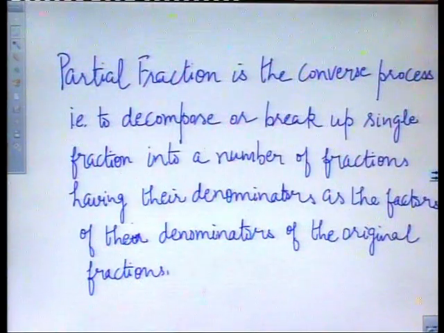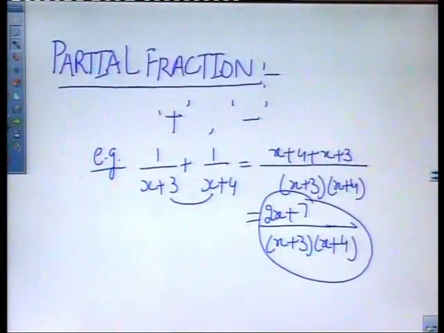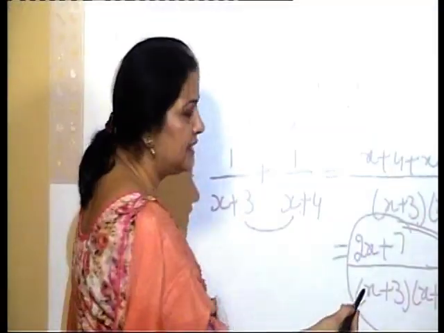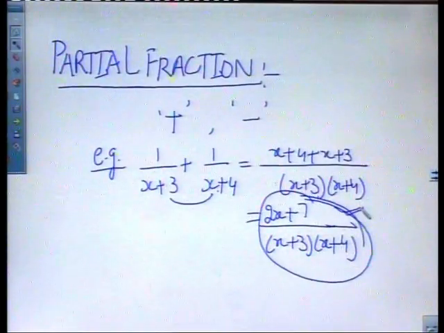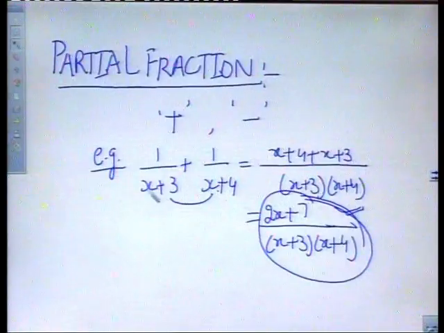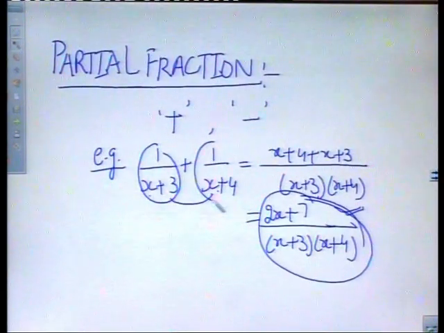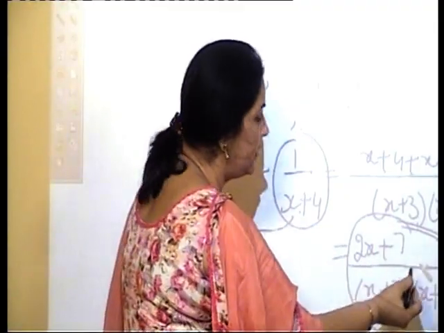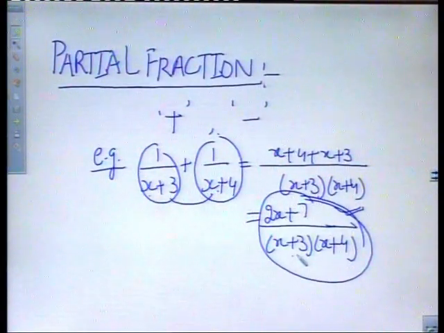Thus, what we have done previously, when by taking the LCM we made two simple fractions into a single fraction. Now, partial fraction is this: we will have this compound fraction, and we are to split this into two simple fractions. We can see here that 1 over x plus 3 and 1 over x plus 4 are the partial fractions of 2x plus 7 over x plus 3 into x plus 4.